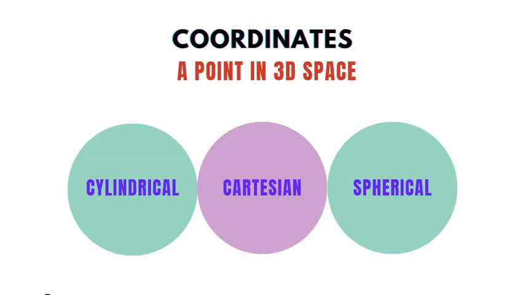Theory of 3D geometry starts with representing a point in 3D space. To represent a point in 3D space, we need three independent dimensions that uniquely define the location of the point. These three independent dimensions are called coordinates. There are three types of coordinate systems in use: Cartesian, cylindrical, and spherical.